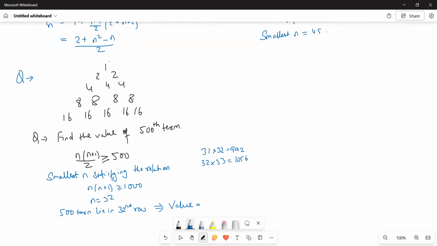So with the number of rows, 32nd, how is the value changing over term here? तो जीपी में है. कॉमन रेशियो 2। जीपी है, कॉमन रेशियो 2 है, तो फर्स्ट टर्म 1 इंटू 2 टू द पावर आर माइनस 1, तो आर को 32 डाल दो, so this would be 2 to the power 31. The value of the 500 term would be 2 to the power 31.